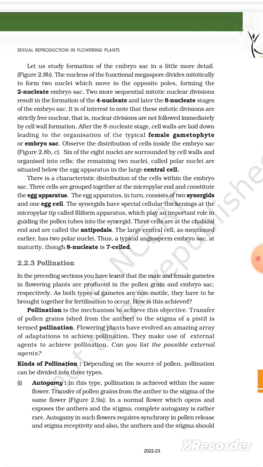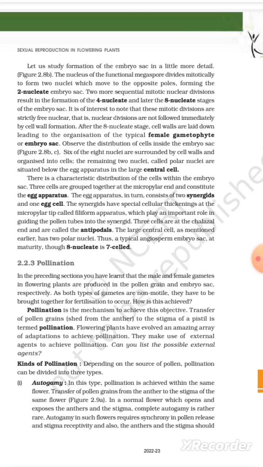Transfer of pollen grains shed from the anther to the stigma of a pistil is termed pollination. Flowering plants have evolved an amazing array of adaptations to achieve pollination. They make use of external agents to achieve pollination. Can you list the possible external agents?